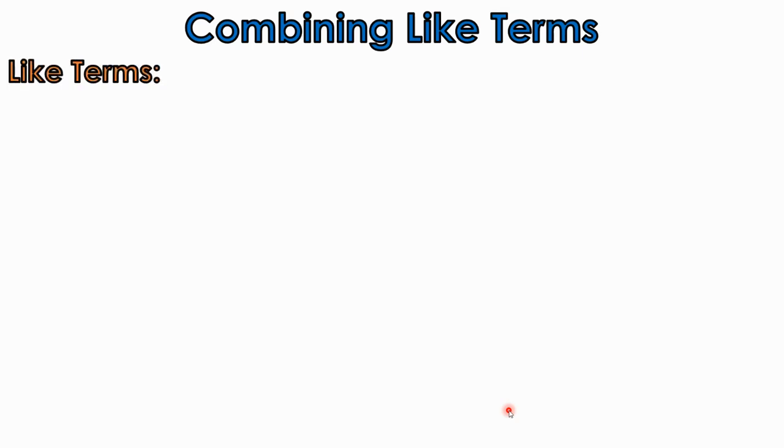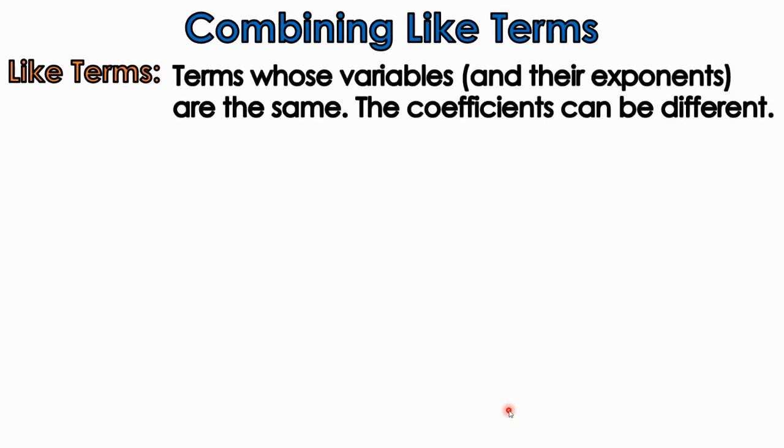So like terms are going to be terms whose variables and their exponents are the same. So when we look at a term, we're just going to be focusing on the variable. If the variable is the same, so same letter and same exponent if it has an exponent, then they're going to be like terms. So it doesn't matter if the coefficient, so the number in front of the variable, is different. We just care about, is it the same variable? So let's take a look at an example.